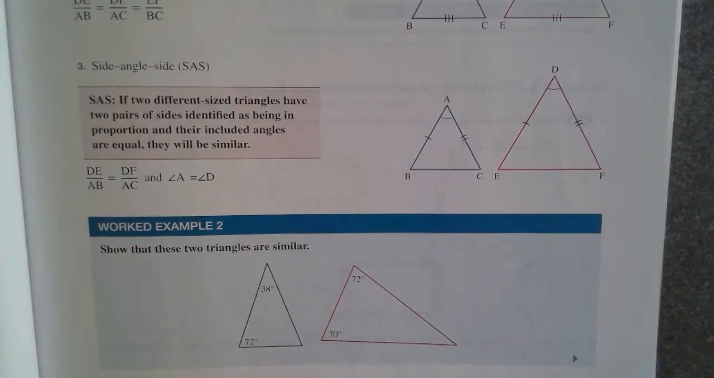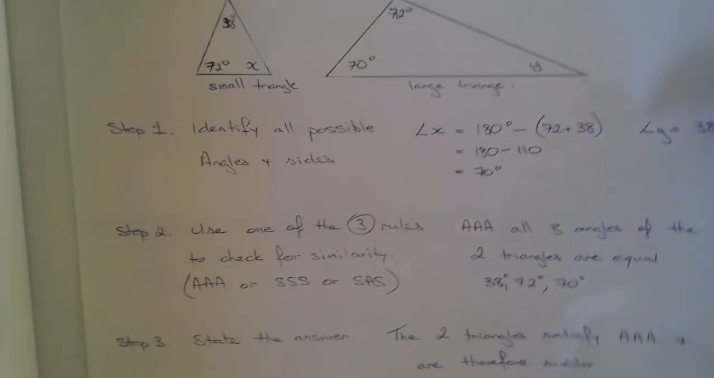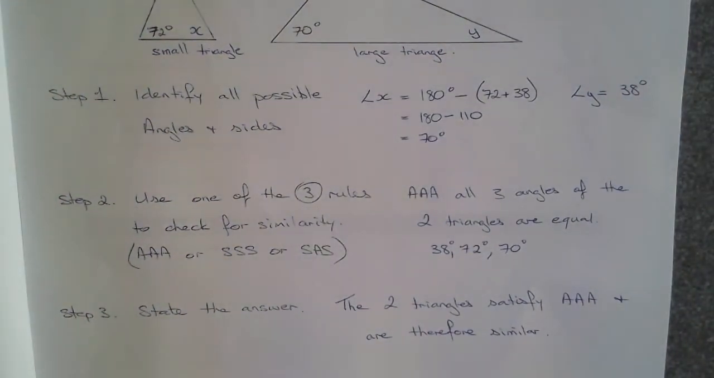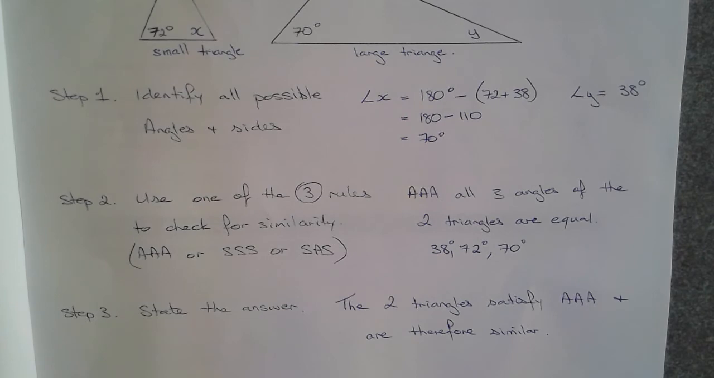Worked example 2, page 135. Here we have two triangles and we need to determine if they are similar. First off, identify all possible angles and sides. So let angle X equal 180 degrees, subtract the two angles provided, 72 and 38, which comes down to 180 subtract 110. The unknown angle X is 70 degrees. If they're both similar and you have a look at the angles on the triangles, angle Y in the other triangle will be 38 degrees.